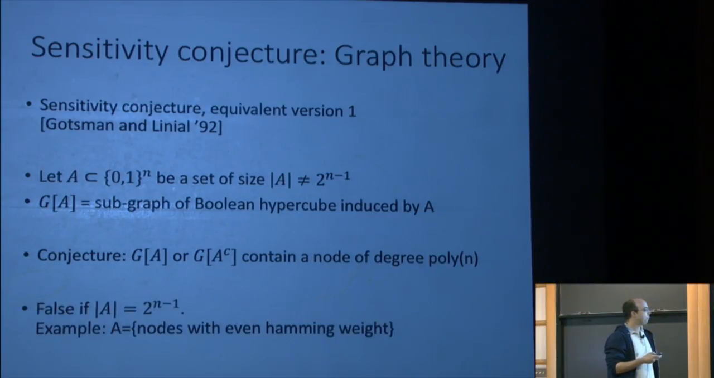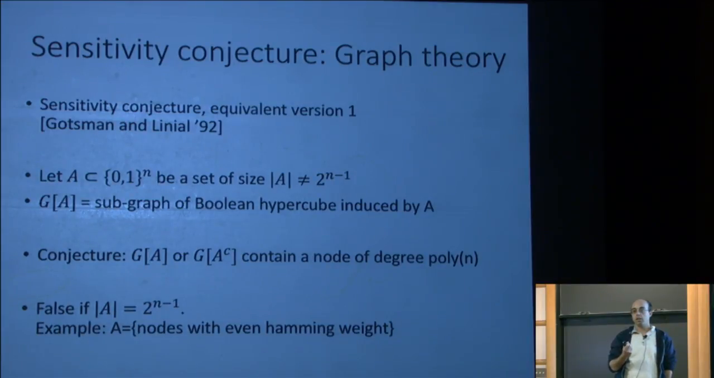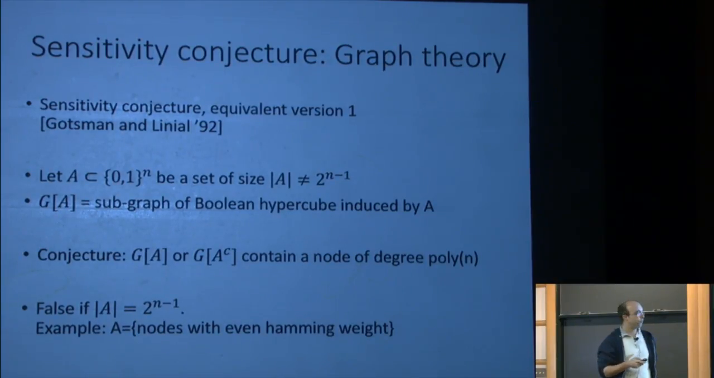This conjecture happens to be entirely equivalent to the sensitivity conjecture, although it seems different. Notice that this is false if I allow the set A to have size exactly half, because, for example, if I take the set A to be all the nodes whose Hamming weight is even, then there are no edges in G of A and in G of A complement. Any edge must change the parity of the Hamming weight. This and very similar examples are the only examples of that form. In particular, if you don't allow the number of nodes to be exactly half, you shouldn't have any examples, because all the nodes have low degree.